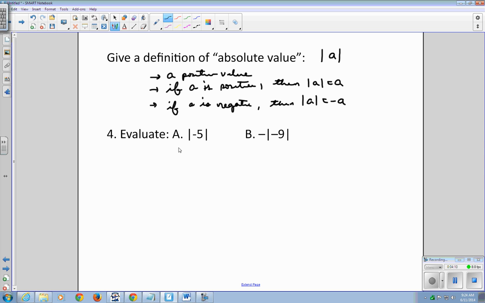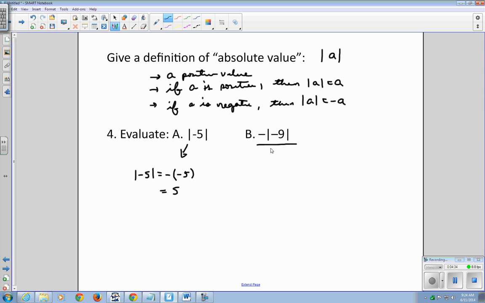For example, right here, we have the absolute value of negative 5. Well, when we say its absolute value, remember we've got a negative number inside of the brackets, which means we want the opposite of negative 5. So the negative of negative 5 is the result of that, and that gives us positive 5.